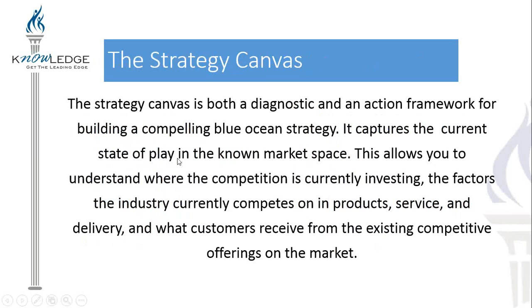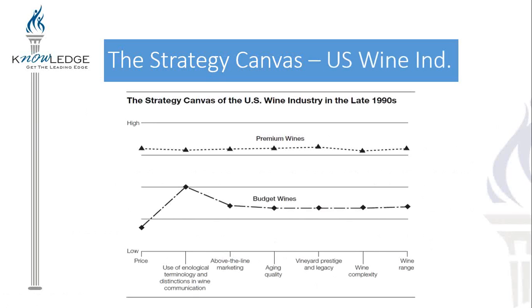This captures the current state of play in the known market space and allows you to understand where the competition is currently investing, the factors the industry is currently competing on in products and services, and what customers receive from the existing competitive offering on the market. If I show you, this is a strategy canvas of the US wine industry in the late 1990s.